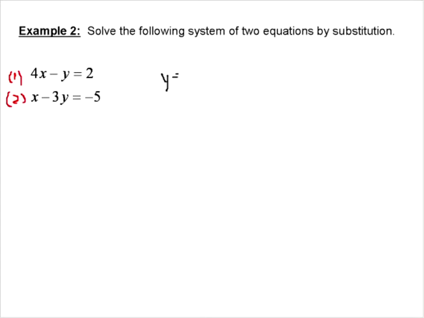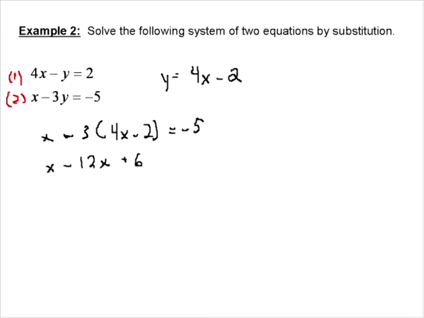Now this is very simple, remember. We're just going to take the y to the other side, move the 2 over, and we're going to get 4x minus 2. And now we substitute it in. x minus 3, and wherever there's a y, we're now going to have 4x minus 2, and that's going to equal negative 5. So we're going to get x minus 12x plus 6 is going to equal negative 5.